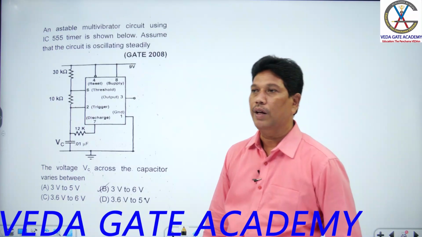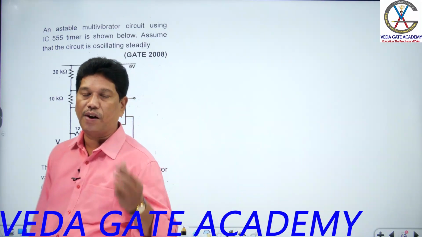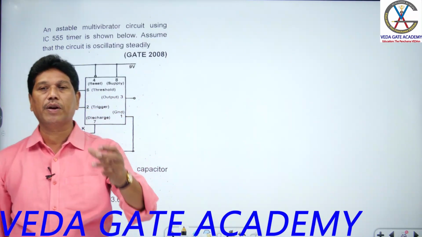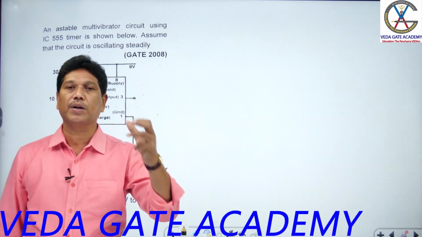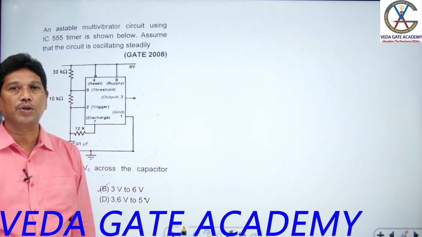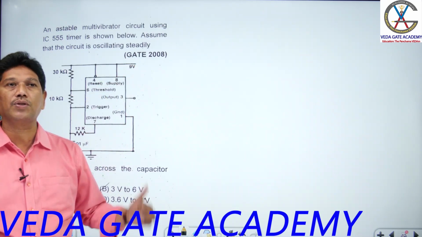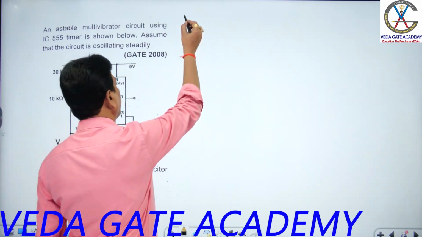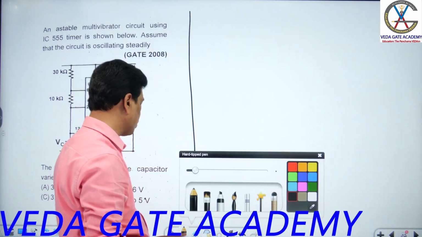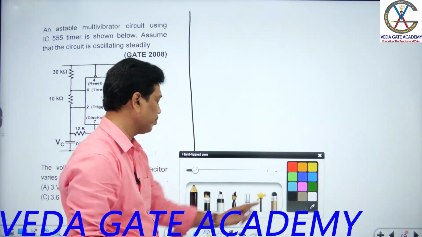I told that already. In an astable multivibrator of IC555, the capacitor voltage oscillates between 1 by 3 VCC and 2 by 3 VCC. 1 by 3 VCC to what? 2 by 3 VCC. VCC is given as 9 volts. So here how much VCC is given, students? 9 volt there.